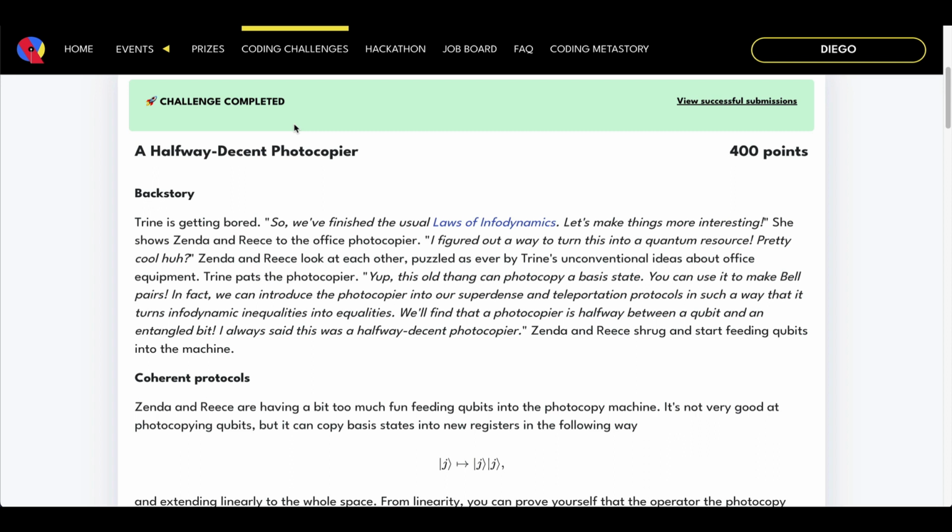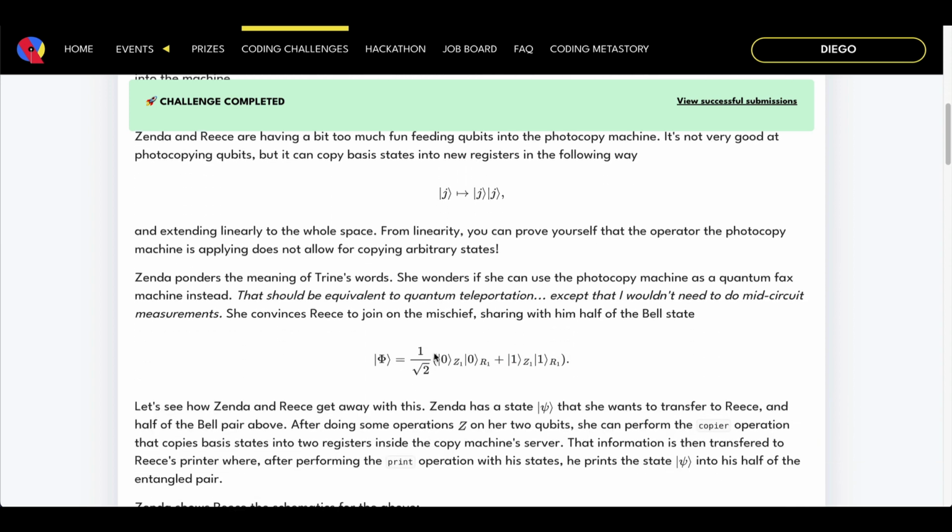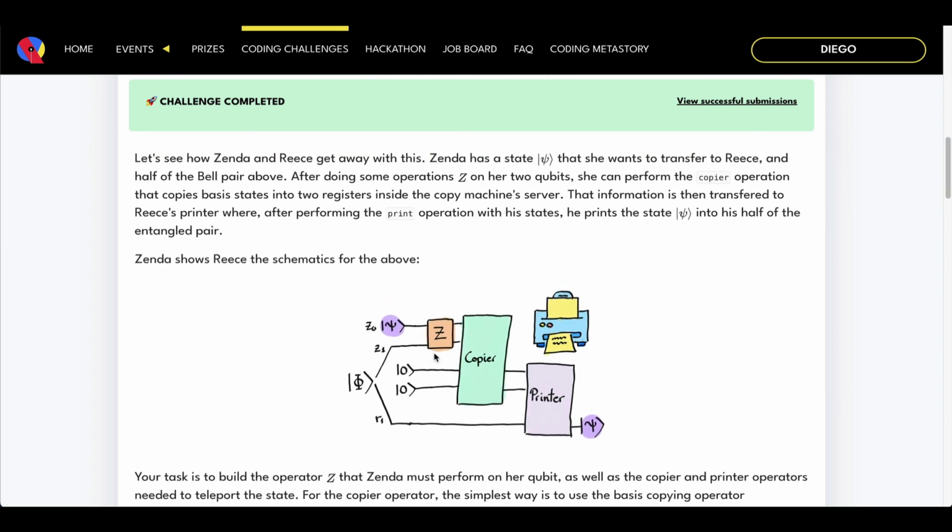This is problem 17 of the QHack 2023 Quantum Coding Challenges, and this one is entitled A Halfway Decent Photocopier. Now, in this problem, what we're told is that there's two parties. One is Zenda, the other one is Reese, and Zenda wants to send her state psi to Reese, but they cannot apply any gates in between the two qubits that they have.